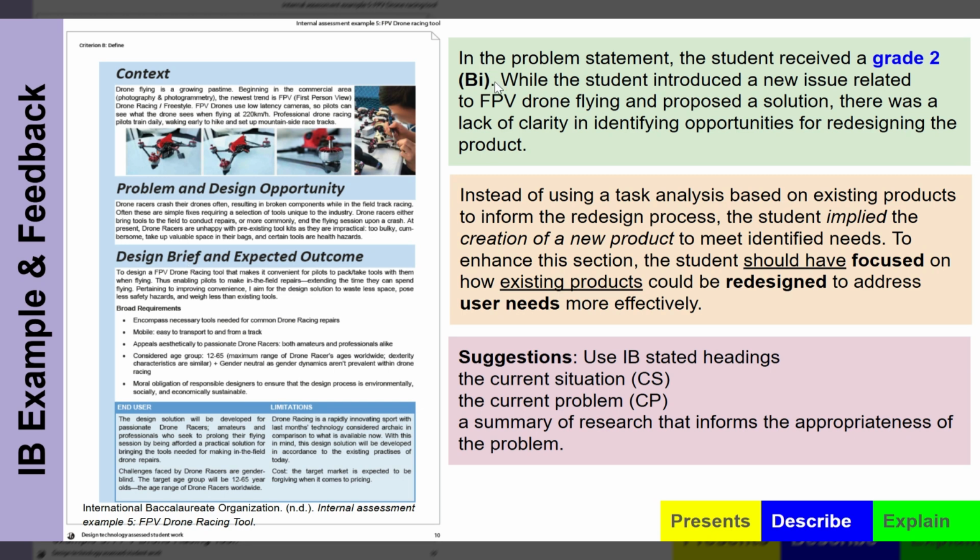will see that in the problem statement, the student received grade 2, while the student introduced a new issue related to the FPV drone flying and proposed a solution. There was a lack of clarity in identifying opportunities for redesigning the product. So this is a redesign IA. It's not a make-up-a-new-product, okay? It's changed from the old syllabus to the new syllabus. So you're looking at an existing product and how to make it better.